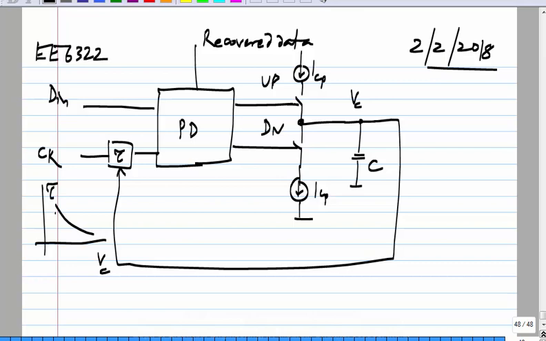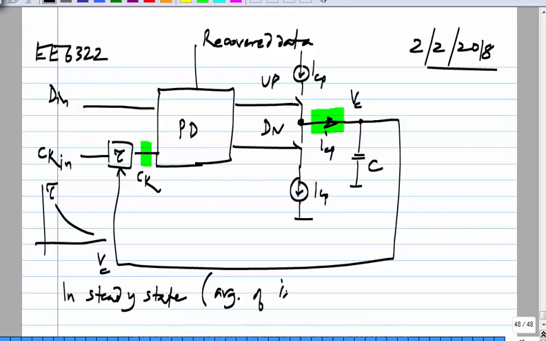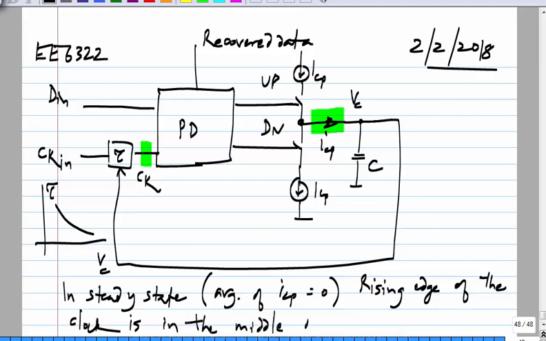So, this is a negative feedback loop which will eventually settle, meaning the average current flowing into the capacitor is 0. That is the meaning of settling here. At that point, the rising edge of this clock, this is clock in and this is clock, in steady state, which means that average of ICP equals 0. The rising edge of the clock is in the middle of the data symbol, ok, exactly how you want it to be. In principle, this can be either a bang bang or a linear phase detector, ok.